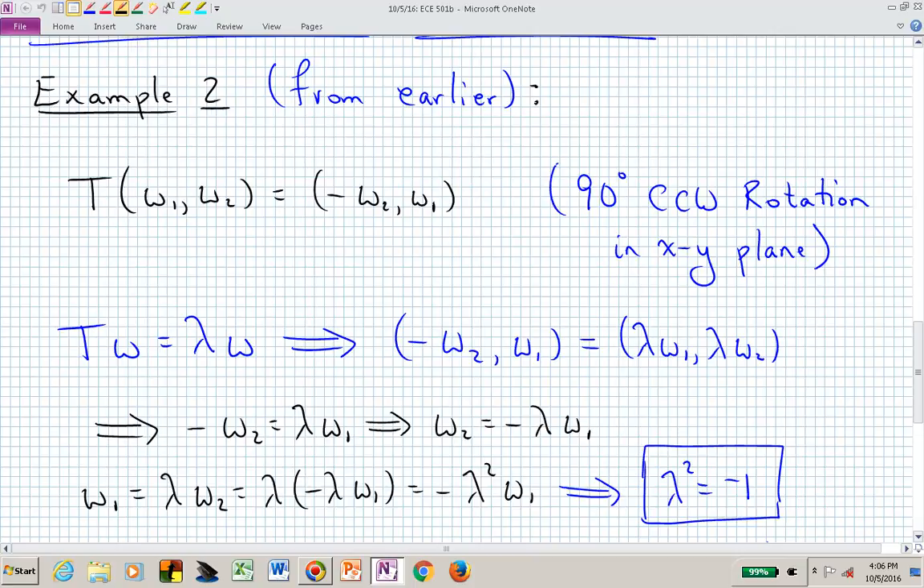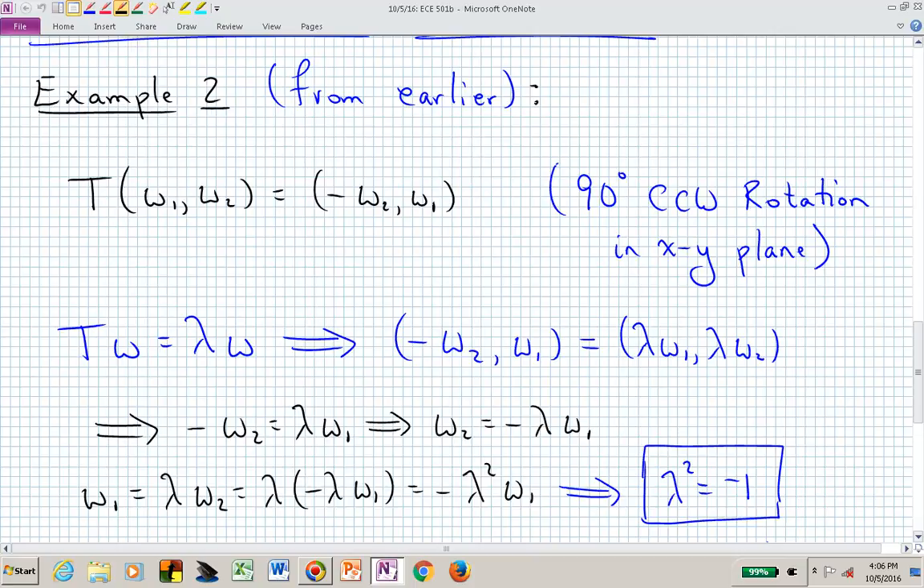And if this was a higher dimensional problem, we would be looking at all of the coordinates to try to find a solution or values of w1, w2 up through wn and lambda that satisfied that relationship to establish eigenvalues and eigenvectors. Here, if we look at the first coordinate, we see that minus w2 needs to equal lambda w1. We can solve that for w sub 2 by multiplying both sides by minus 1.